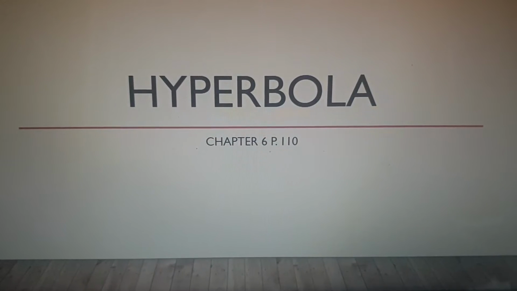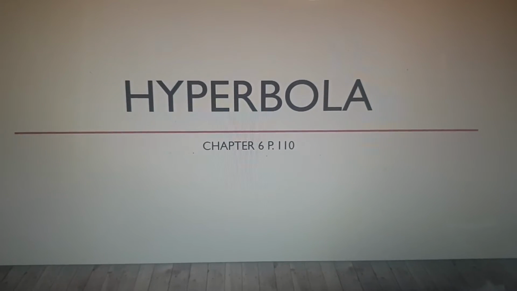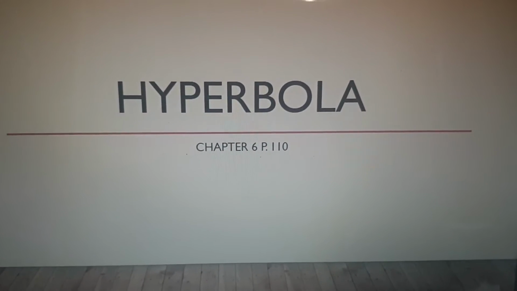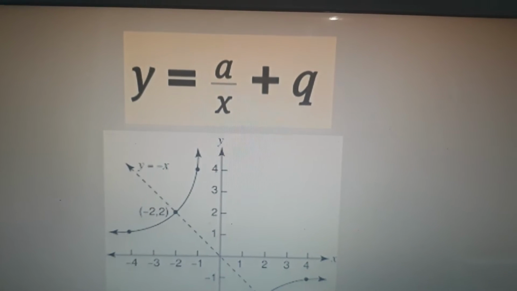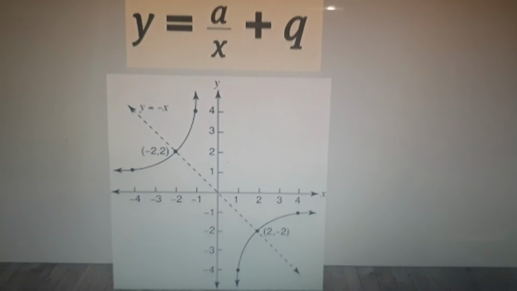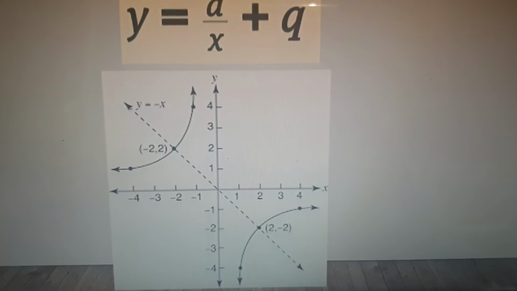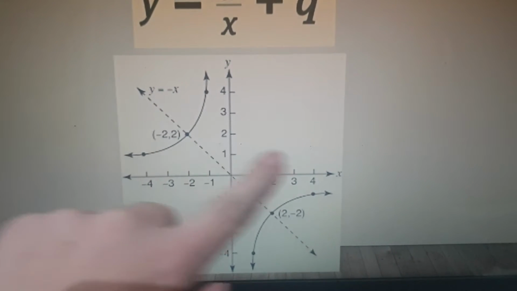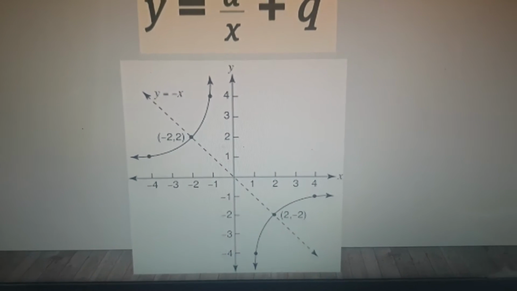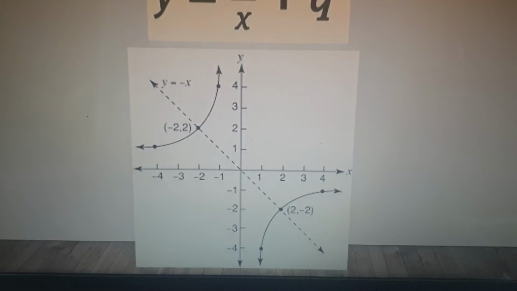Today we are taking a look at the hyperbola, chapter 6, page 110. So let's first have a look. Our formula would always be y equals a over x plus q, and this is our standard form. I always remember it as almost like a little x that is in different quadrants.